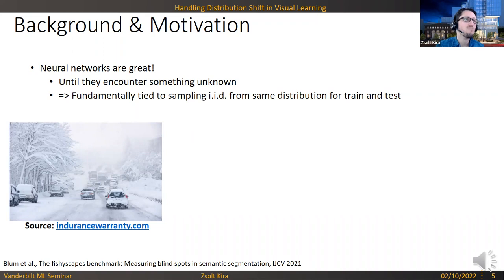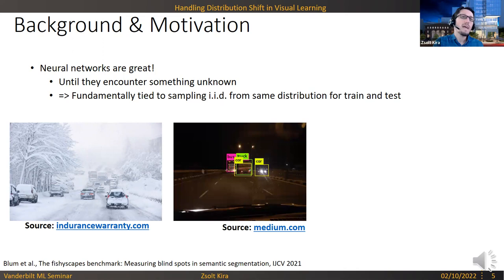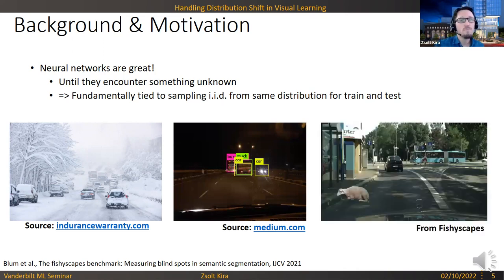It's really hard, and probably impossible, to get data from all possible distributions that some agent or robot will encounter in the real world. This includes things like weather conditions: if you're training during spring and encounter winter or snow, lighting conditions, day versus night, as well as new types of objects that you have not learned about.